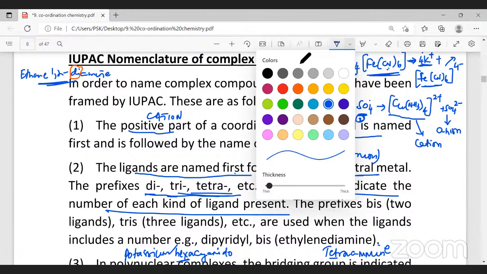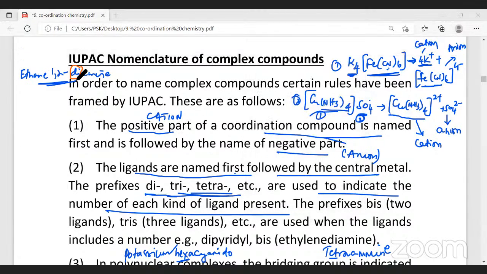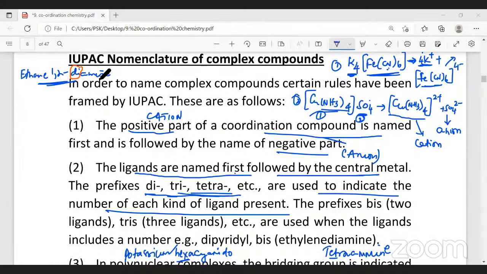Children, are you following? When the ligand itself has a prefix, we have to give a special type of prefix. What are those special prefixes? For 2, you give it as bis. For 3, you give it as tris. For 4, you give it as tetrakis. And for 5, you give it as pentakis, and it goes on like this, KIS, right? So this is called a special type of prefixes.